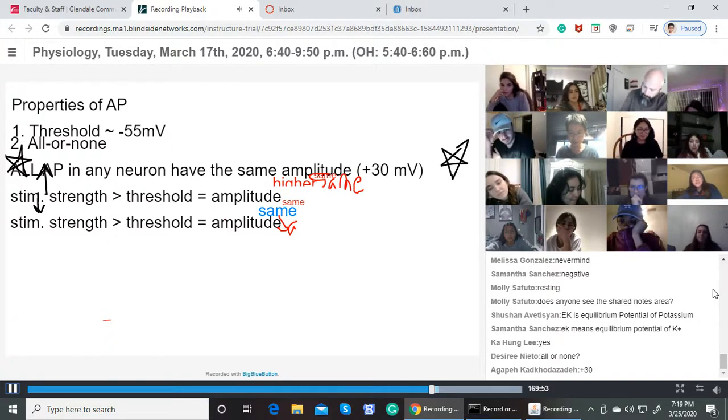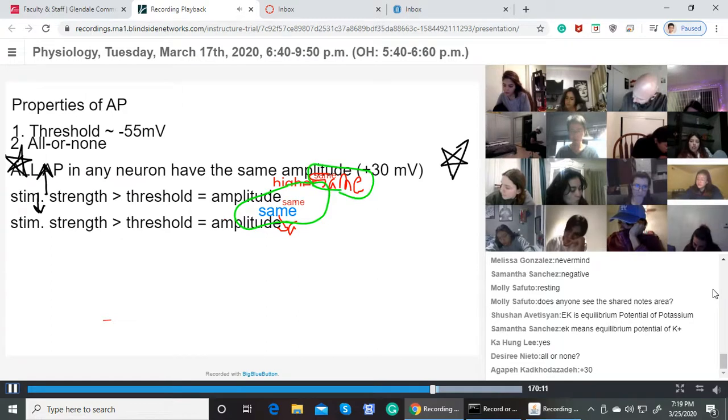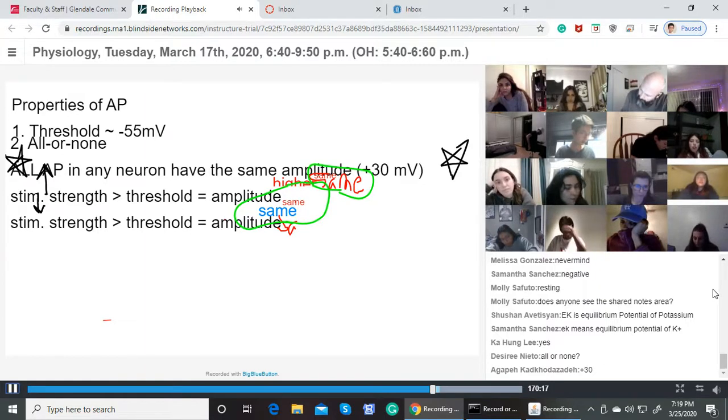Remember, usually after the speed dating thingy, we ask you to write on the whiteboard. Correct answer is the same. Good job. Correct answer on the top is also the same. So no matter how strong or how weak your stimulus strength is, as long as it passes the threshold, it will give you the same amplitude of the action potential. Any question? Is it too simple?